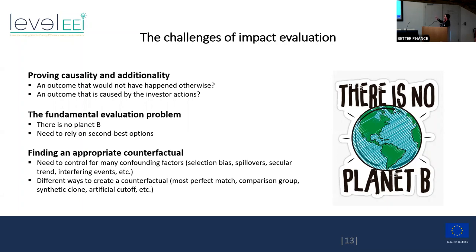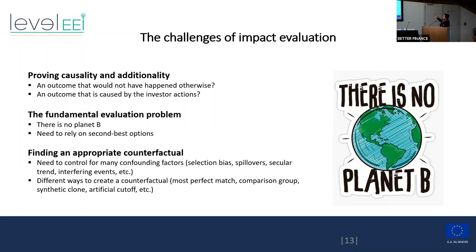Second way is to design a relevant comparison group based on some observable factors or non-observable factors. Second option is to create a synthetic clone. So you do not search anymore for someone that looks like you. You recreate that clone by taking a kind of average of different companies. So if you have invested in company A, you create a synthetic clone out of companies B, C, D, F, based on the fact that you want to have a perfect match in terms of several attributes. That's another way to do it.